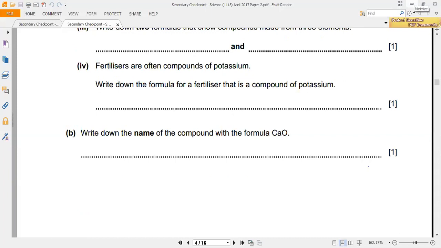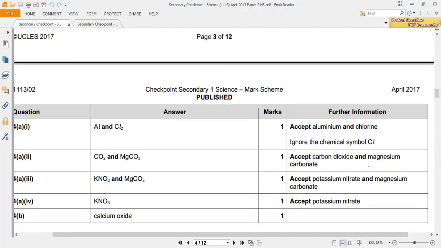Last question, number B. Write down the name of the compound with the formula CaO. Of course, it's calcium oxide. It's calcium oxide. Okay, now let's go to the next question.